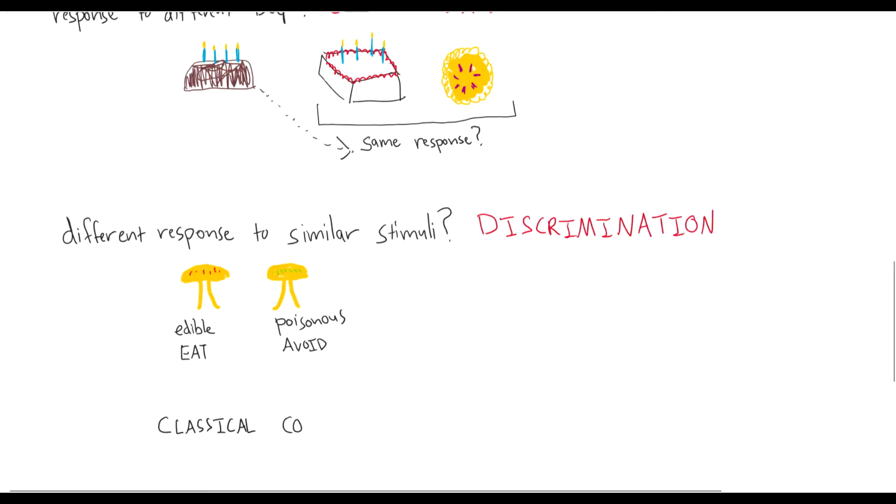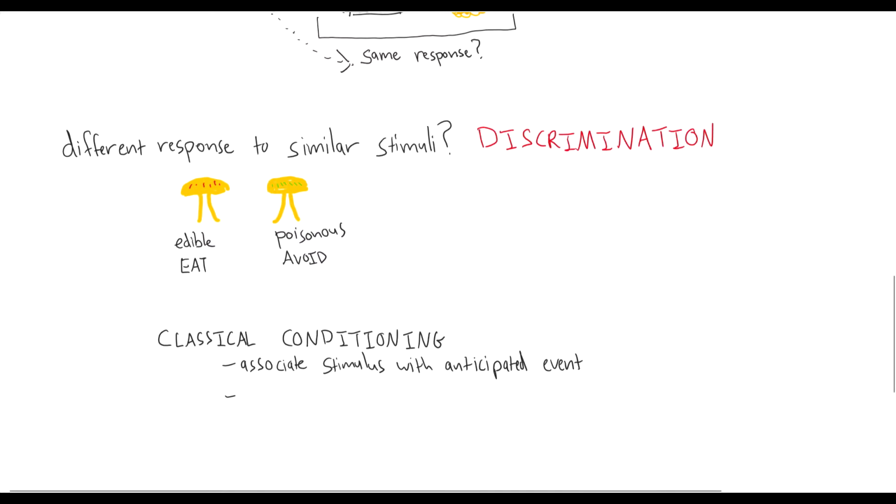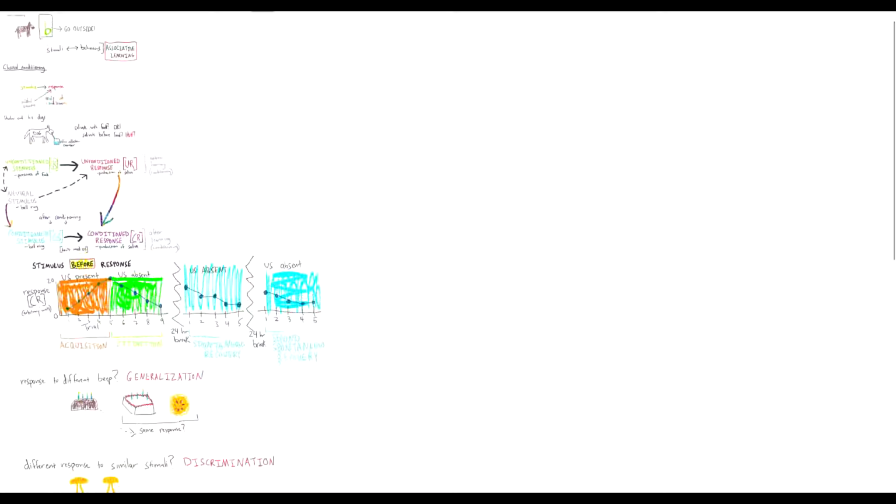So that wraps up classical conditioning, which is the process by which we learn to associate stimuli with anticipated events. These are generally unconscious responses, and we have the stimulus occurring before the response. We'll go over more examples of these concepts in class, and we'll practice identifying the different types of stimuli and responses in classical conditioning scenarios.